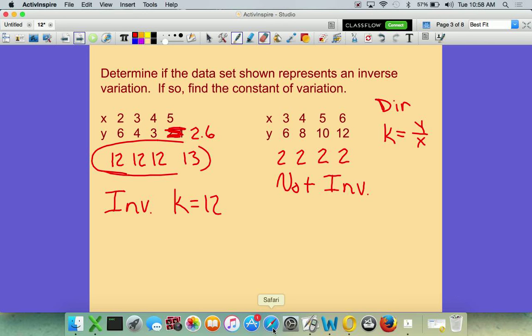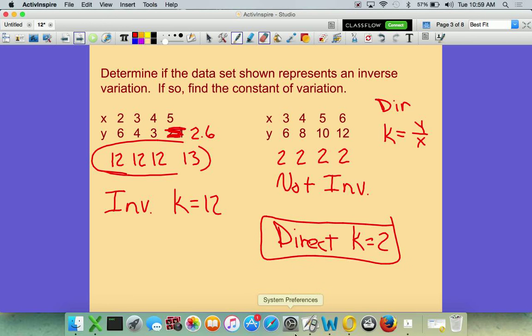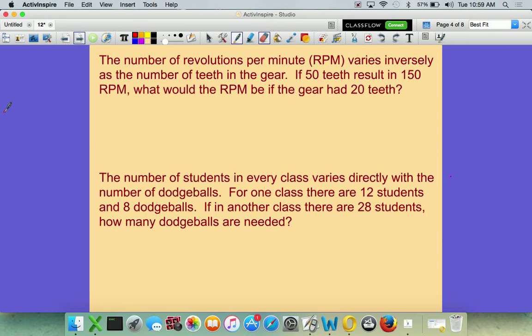If this asked what kind of variation is this, you would say that this is direct variation with a constant value of 2. All right, this one doesn't say that, but if it did. All right, next one, a couple of word problems here.